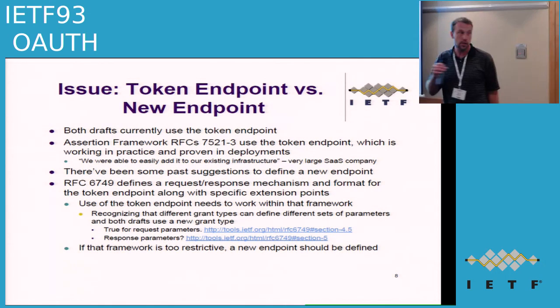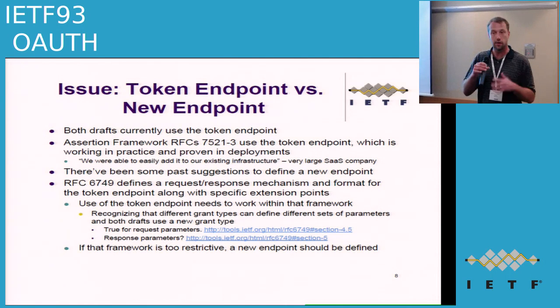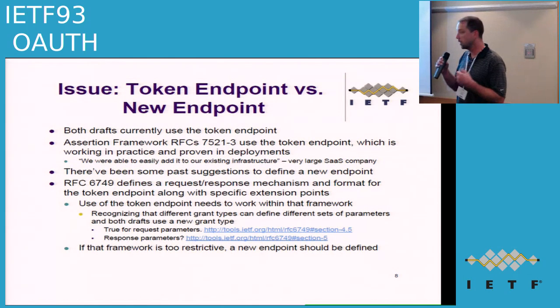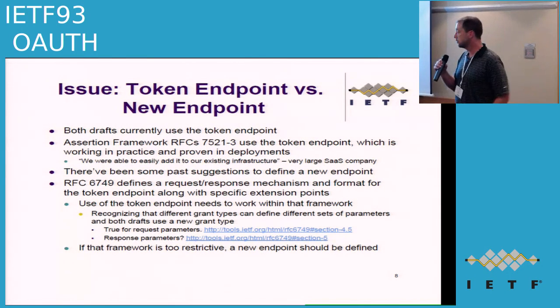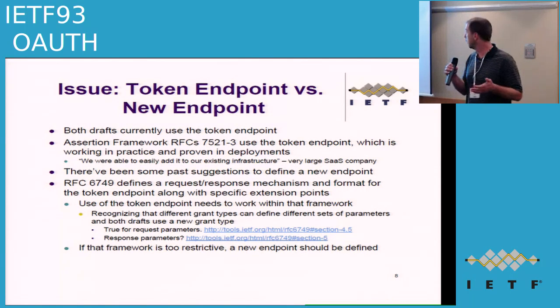There have been suggestions in the past to define a new endpoint. I don't know how serious they were, but it's come up in the working group meetings from time to time. And it maybe, in my mind, falls out of some other decisions we might make, or drives them one way or the other. So the RFC 6749 OAuth2 framework defines a request response mechanism or format for the token endpoint along with what seem to be specific extension points. In my view, the use of the token endpoint needs to work within that framework. If we want to reuse the token endpoint, we need to stay within that framework for consistency and for meeting the normative standards of the base specification, which we're extending.